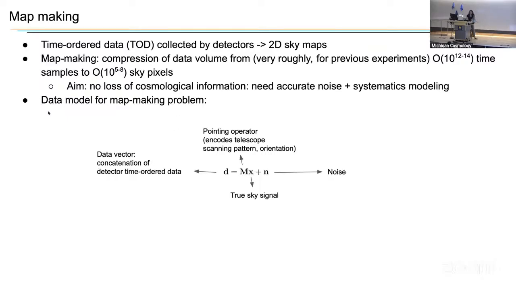So then the data model for the map making problem looks something like you have some data vector, a concatenation of your TODs, and then you have something where you are combining pointing information that has to do with your telescope scanning and the orientation on the sky at a given time, times your true sky signal, which is what you're interested in measuring, plus some noise.